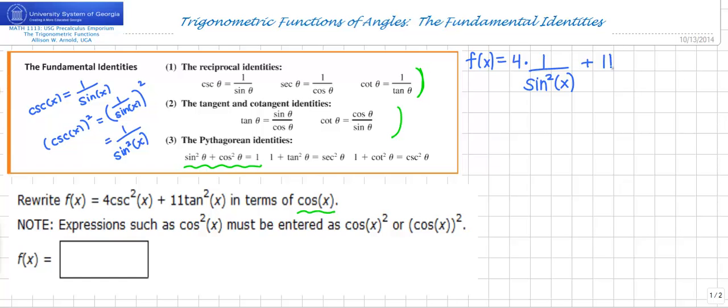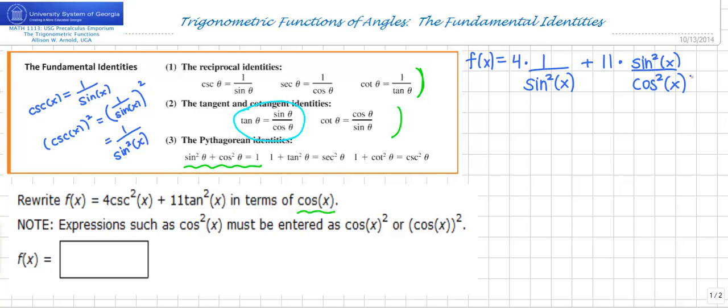Then we have plus 11 times tangent squared. Well, tangent and cotangent are reciprocals, so that doesn't immediately make me think of sine and cosine, but you do have this identity where tangent is related directly to sine over cosine. So let's try that. It's tangent squared, so I'm going to square the numerator and square the denominator. So I'd have sine squared over cosine squared.